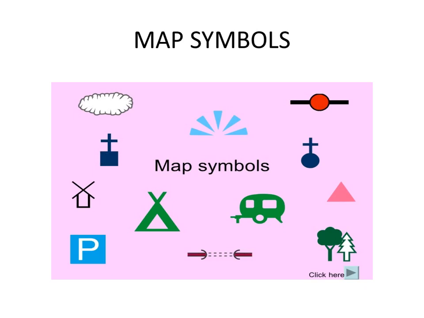Map symbols. We draw symbols on maps because it is not possible to draw on a map the actual shape and sizes of different features such as buildings, roads, etc. so they are shown by some specific letters or colors. Here, a cemetery, a parking lot, a bridge, etc. are shown.